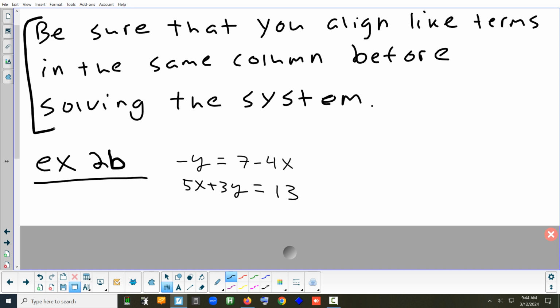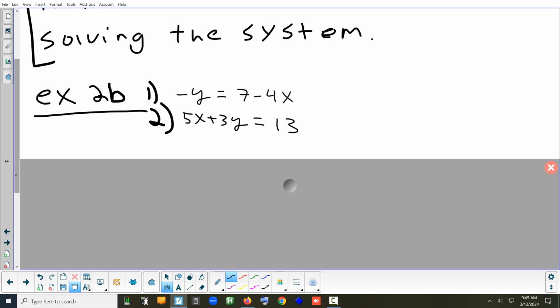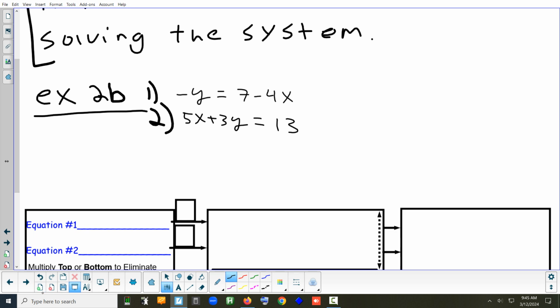All right, so we'll call this equation 1 and equation 2. Is there an equation there that's already in the right order, and we can just copy it into our table right now? Which one? The bottom one. Yep, the bottom one. So we can put, for equation 2, 5x plus 3y equals 13.